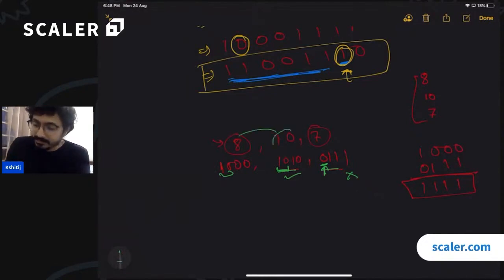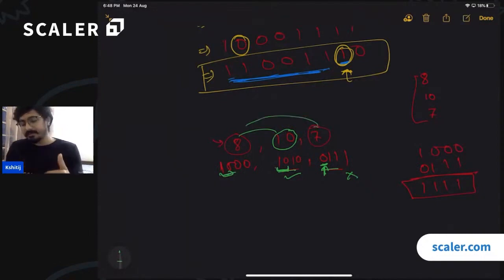Then you will be checking what is the minimum XOR involving 10. So again, for 10 as well, 8 is going to be the prospect pair. And for 7 also, 8 is going to be the prospect pair, right? And the minimum XOR involving 7 is going to be 15, but we will select whatever is the minimum out of all the pairs, right?